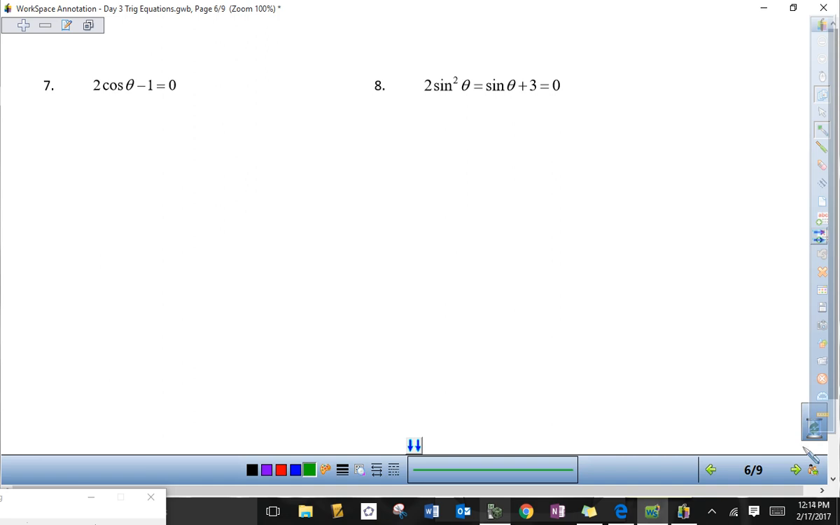Go ahead and pause the video and see if you can do number 7 completely on your own. On 7, we want to solve for cosine. We've got cosine theta equals 1/2. That's a nice triangle, we know. Cosine is positive in both the first and the fourth quadrant, so I'll draw my triangles there.